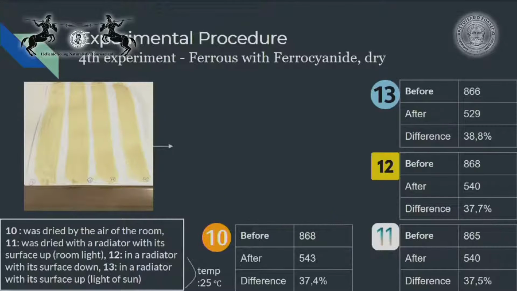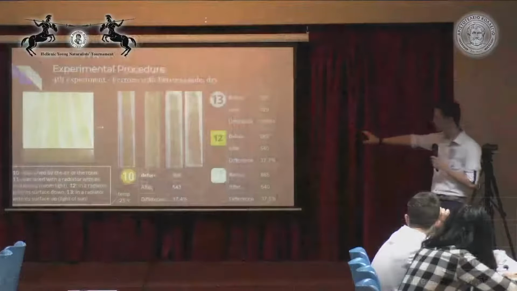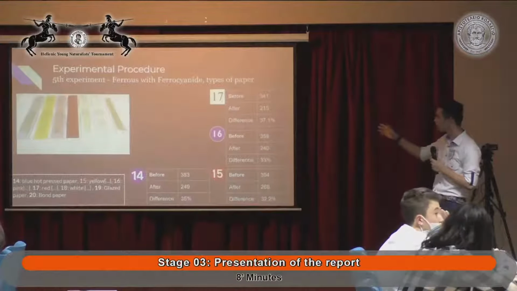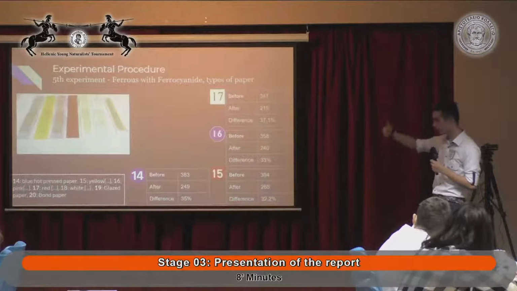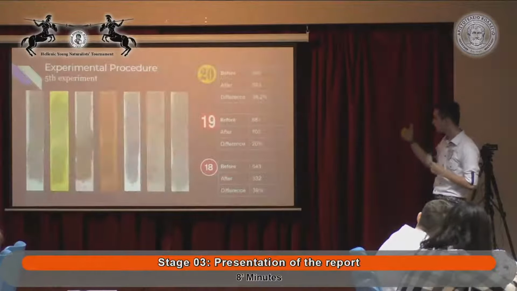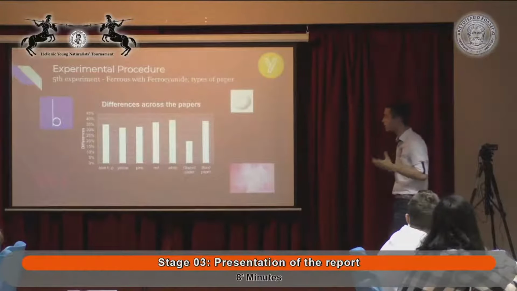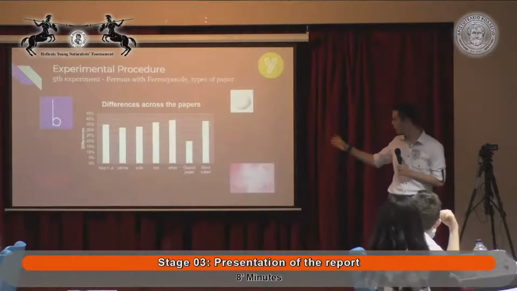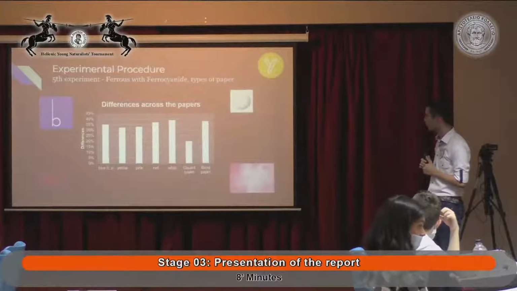The fourth experiment tests the parameter of drying. We can see negligible differences across the samples. And that's the fifth experiment, in which I tested types of paper, and we can clearly see in the next slide the percentage of difference for each paper. We can clearly see that the bond paper has the biggest difference from all the others.